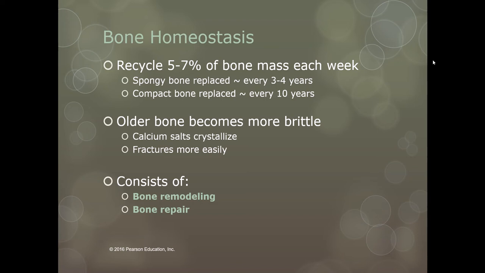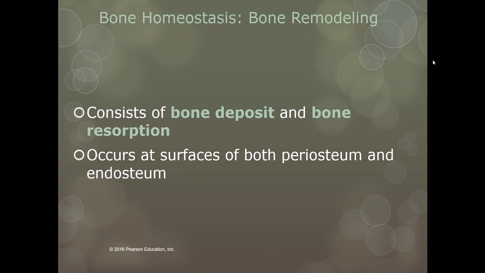We get rid of the older tissue and we replace it with newer tissue, because the newer tissue isn't as brittle. It's much more resilient. It's got lots of collagen, and so it is much hardier and less prone to fractures. So maintaining bone homeostasis and recycling of our bones really has two processes: remodeling and repair. We're going to focus on remodeling first.